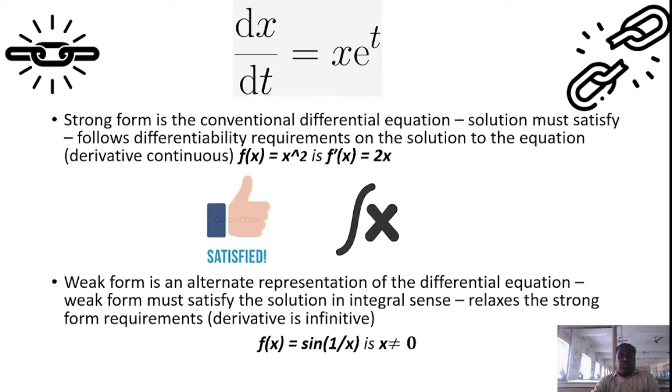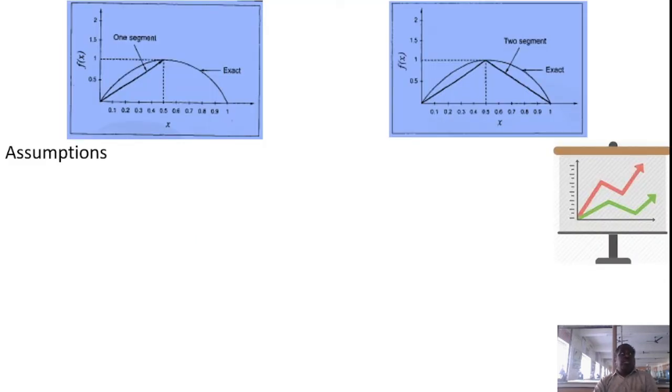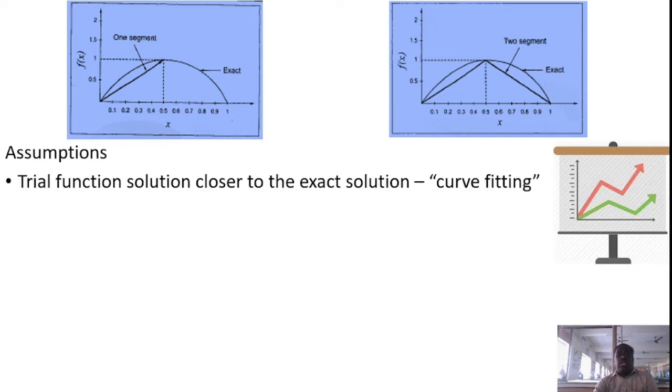So in the finite element method, how can we solve this kind of weak form? For this reason the piecewise continuous form is used. The first assumption is that the trial function solution is close to the exact solution, which means curve fitting. What is curve fitting? In the right hand figure, you can see a red graph line and a green graph line. Here the green line does not get close to the red line. Some unmatched curve is present, which gives poor curve fitting, so we can't get the exact solution.